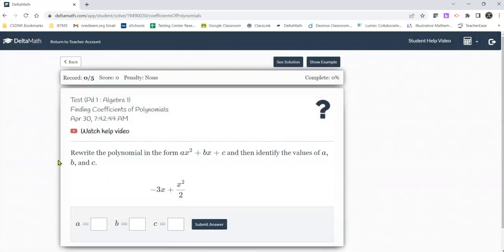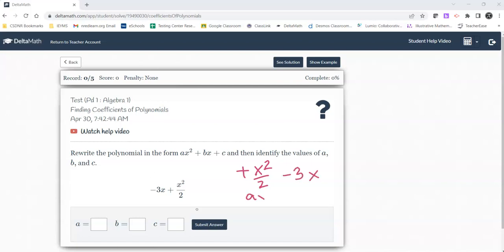This question asks you to rewrite the polynomial in standard form so that the quadratic has its highest exponent, the highest degree first, and then listed in descending order. In this case, this polynomial only has 2 terms, in which case the first one would be positive x squared over 2, and then minus 3x. So our first term would be positive x squared over 2 minus 3x.